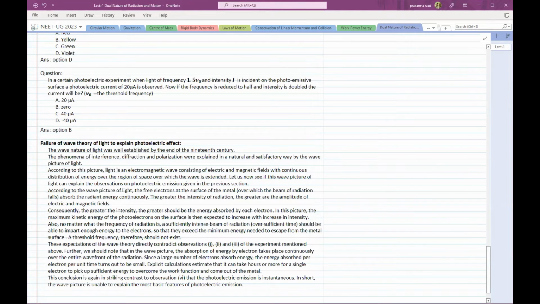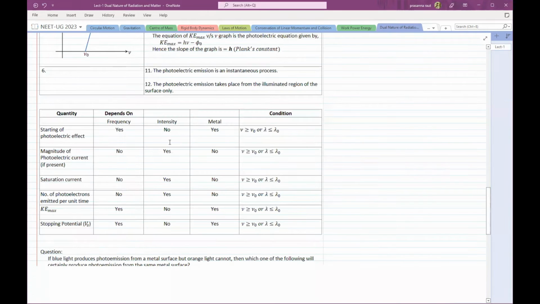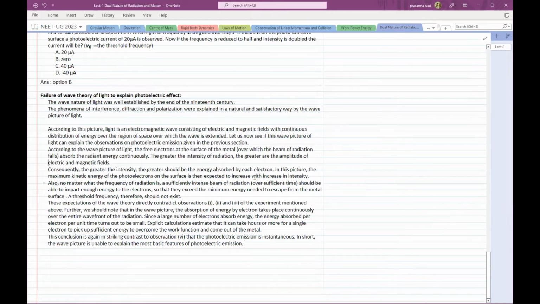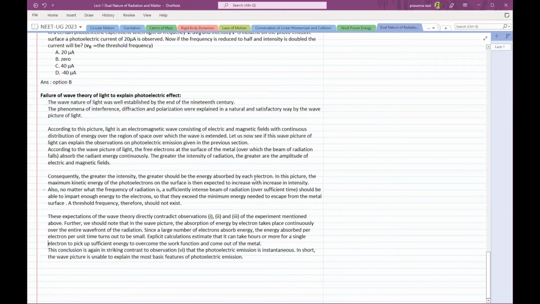These expectations of wave theory directly contradict observations 1, 2 and 3 of the experiment mentioned above. उसका कॉन्ट्राडिक्टरी है, क्योंकि ऊपर आपने ऐसा लिखा है कि ये स्टार्टिंग पॉइंट इंटेंसिटी डिपेंडेंट है ही नहीं, चाहे तो आप ये चार्ट में देखो, it is not dependent on intensity, बट आपका जो लॉजिक है वेव थियरी का वो कहता है कि नहीं, उसको तो इंटेंसिटी डिपेंडेंट ही होना चाहिए. ओके, तो that doesn't work. ठीक है, तो ये तो कॉन्ट्राडिक्शन हो गया आपका.